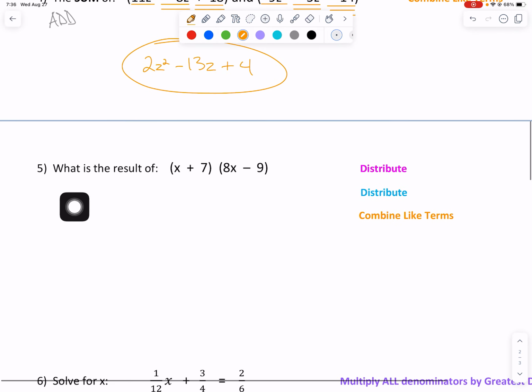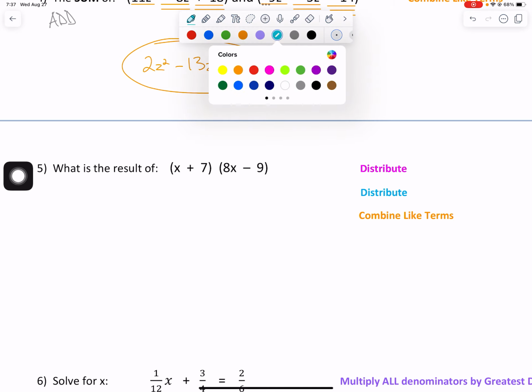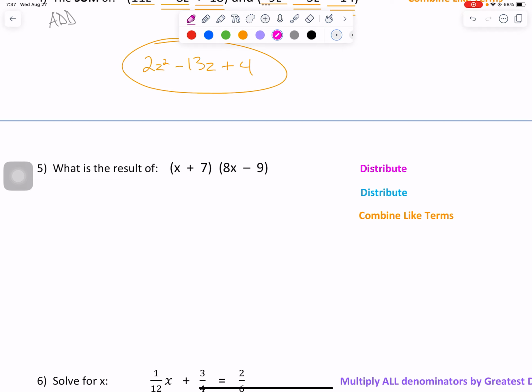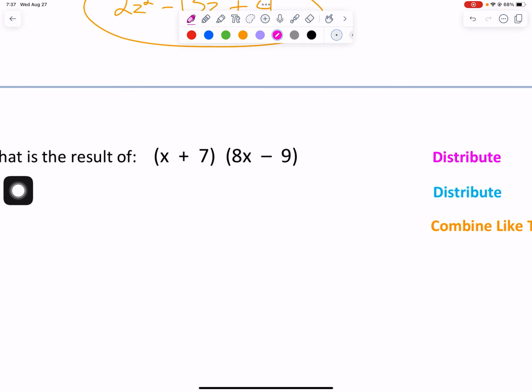And for number 5, what is the result of? All right, well, let's take a look. What's in pink? Yes, we will distribute. So let me switch back over here. All right, we're going to distribute the first term in the first binomial. How many wheels are in a bicycle? 2. How many terms are in this first polynomial? 1 and 2. So binomial.